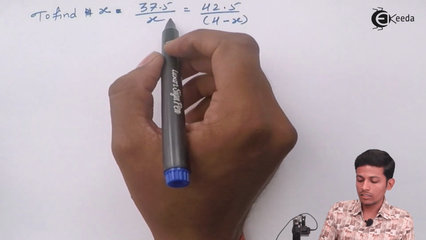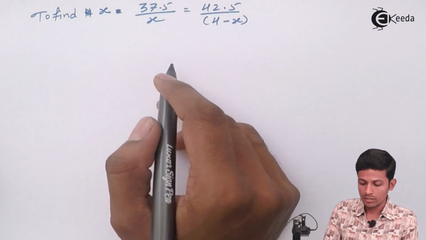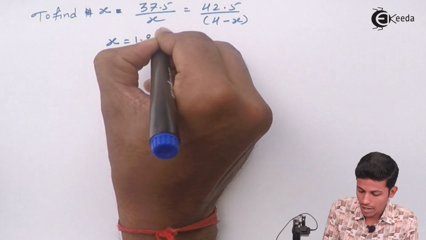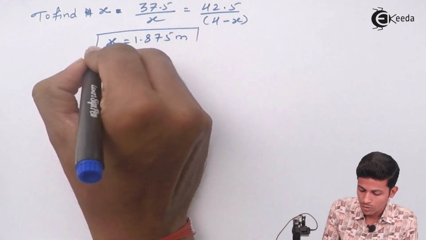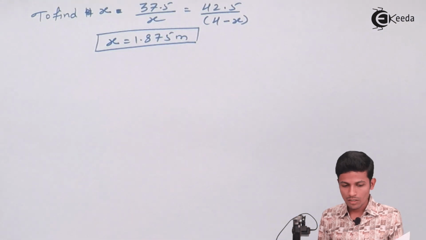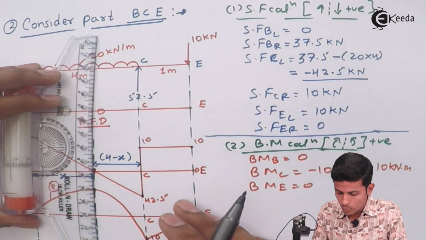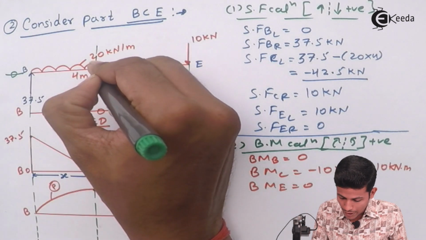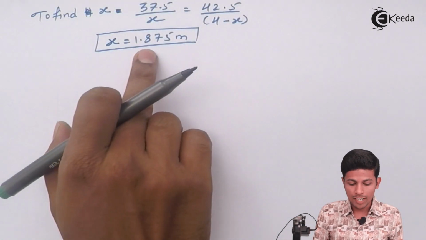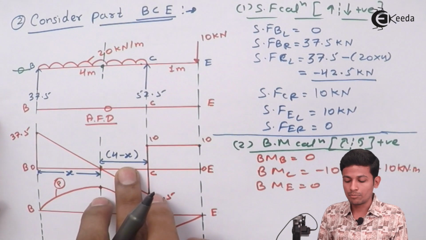Now while solving this, you can solve directly in the calculator. While solving this, you get the value of x. See, x will become 1.875 meter. This is your x value. After that, you have to find the bending moment from this point. This distance, x, will be 1.875. This distance will be 4 minus 1.875.